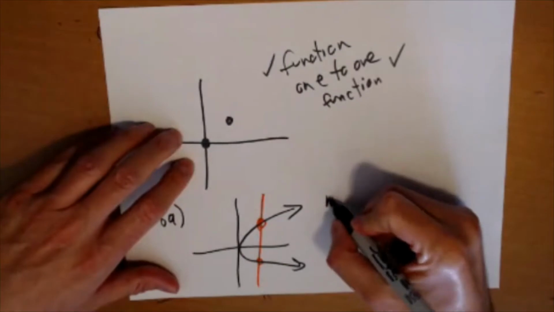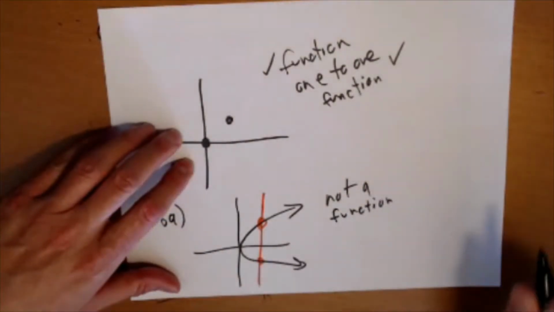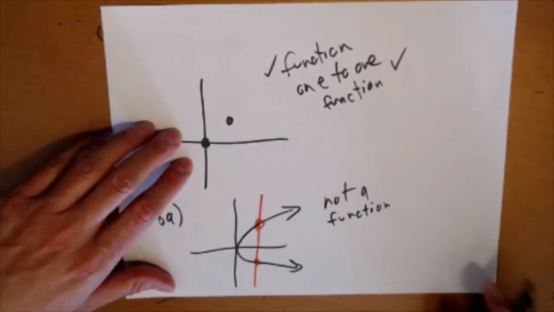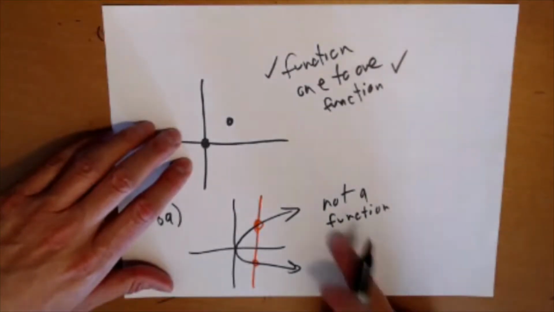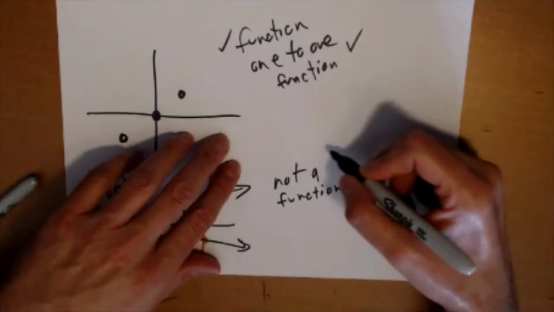So, not a function. Is it a one-to-one function? I'm not even going to bother wasting my time. It's not even a function, so how could it be one-to-one? Okay, cool. Let's try 20. Oh, was there a part B for 18? 18B. There was B. Then I don't have to do 20.